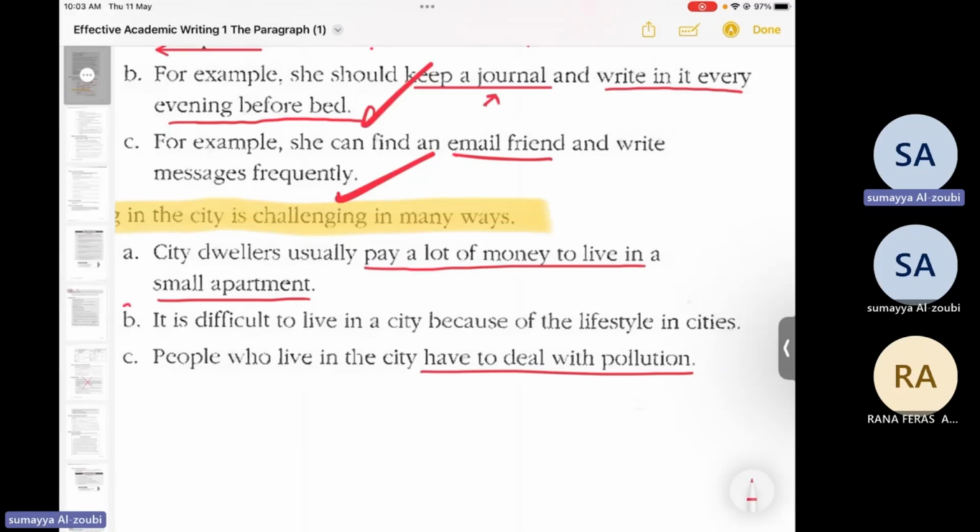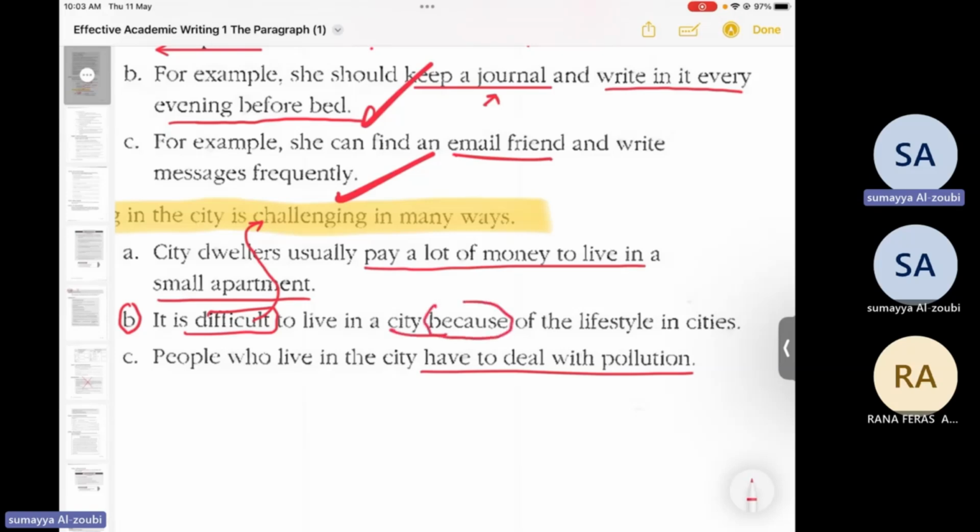Wonderful. I want you to read B here, which you think is not acceptable. And can you explain why you have excluded this example? It is difficult to live in the city. What is new? You said already that it is challenging in the city.